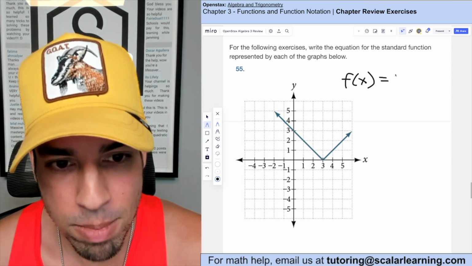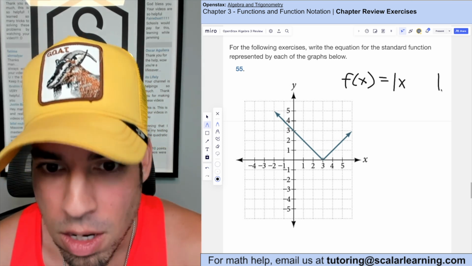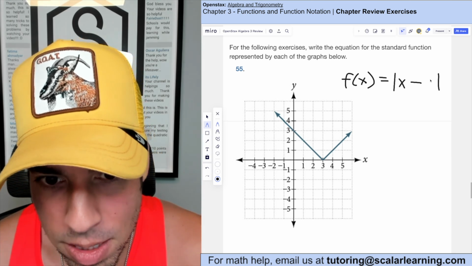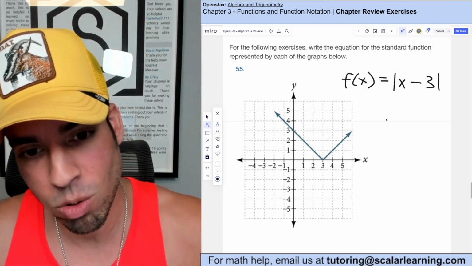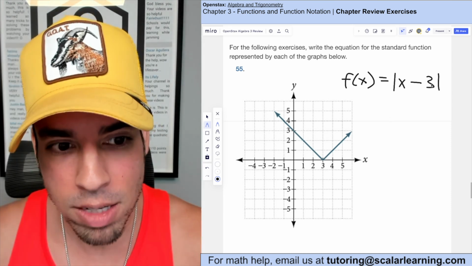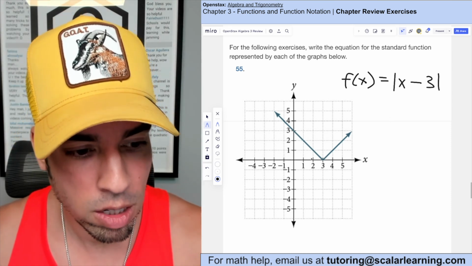So I'm going to have my typical absolute value function of x. The only thing is I'm going to have a -3 inside the absolute value. If it was outside, it would be a vertical transformation. So inside, horizontal, -3 to showcase the 3 units to the right.